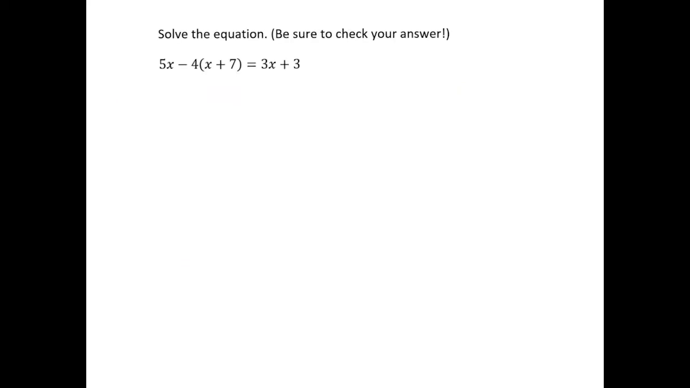So this is the first video on solving linear equations, so let's solve this linear equation. First thing I'm going to do is just rewrite it. So I have 5x minus 4 times the quantity of x plus 7 equals 3x plus 3. So solving this equation means getting x all by itself on one side of the equal sign. So let's figure out how we can do that.